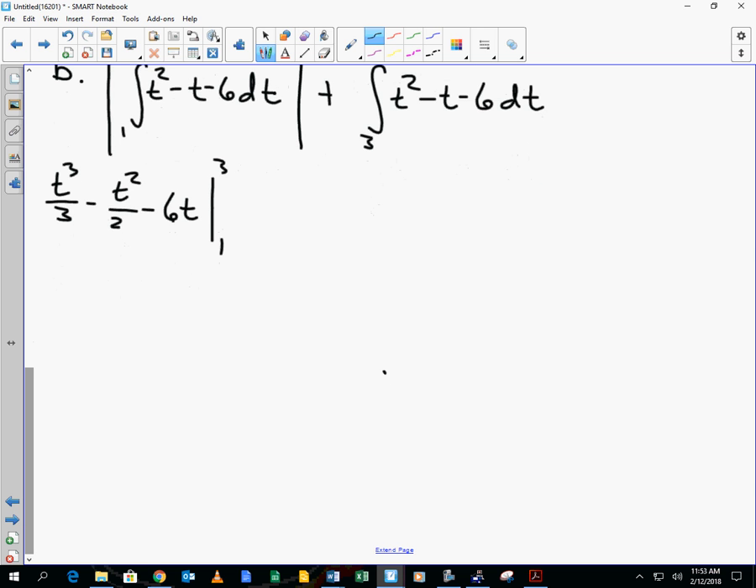Plug in 3 and you get 9 minus 9 halves, 18. Minus, now I plug in 1. I get 1/3. I like to combine whole numbers and then fractions. So I've got 9 minus 18 is negative 9. Negative 9 minus a negative 6. Negative 3.